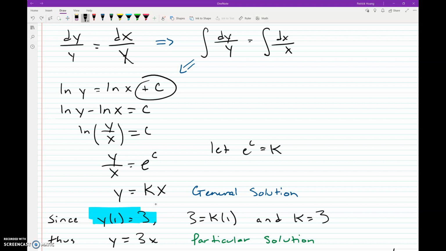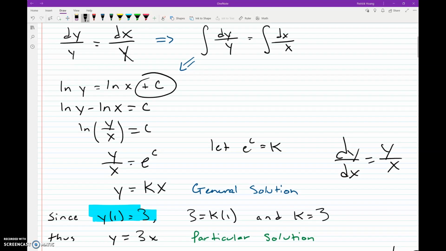Now this is our general solution. Our general solution to our differential equation, dy divided by dx is equal to y over x, would be y is equal to kx. Let's check, because remember, this stuff makes sense. So dy/dx, the derivative of y, if y is equal to this, the derivative of y should be just k.